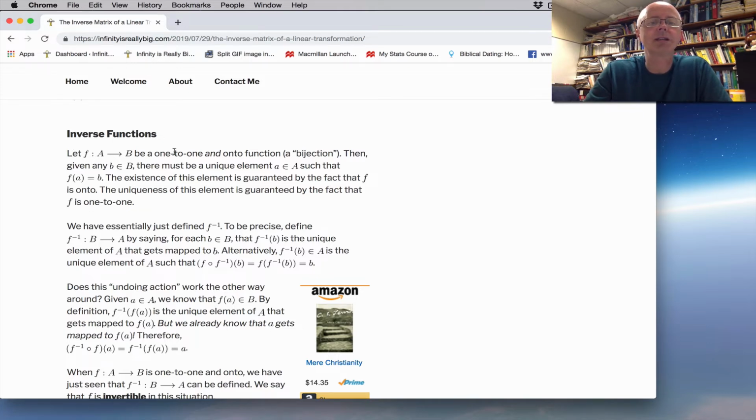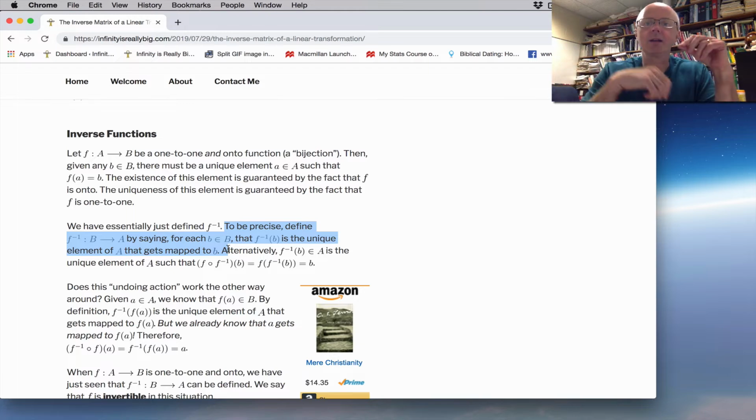When your function is both one-to-one and onto, so f has a domain equal to A here and a codomain of B, if it's one-to-one and onto, that's called a bijection, then you can define an inverse function. Now, if it's not one-to-one or onto, you can sometimes restrict the domain or restrict the codomain to make it one-to-one and onto. But don't worry about that here. We are assuming in this section that the function is one-to-one and onto. And here's the key thing. Here's how you define the inverse function right here.